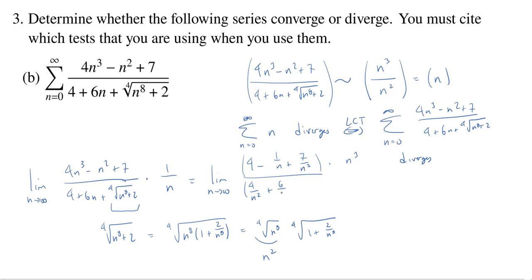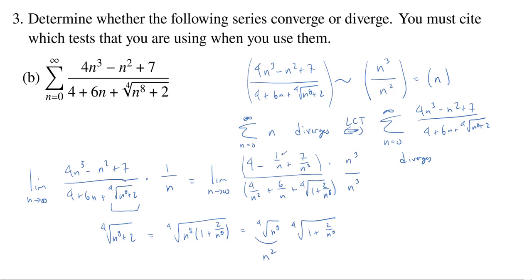I'll get 4 over n squared plus 6 over n. And then this n squared that comes out will just leave behind this fourth root of 1 plus 2 over n to the 8th power. Okay, and I already had one n outside, so the n squared I pull out will now give me an n cubed. Now these n cubes are going to cancel.